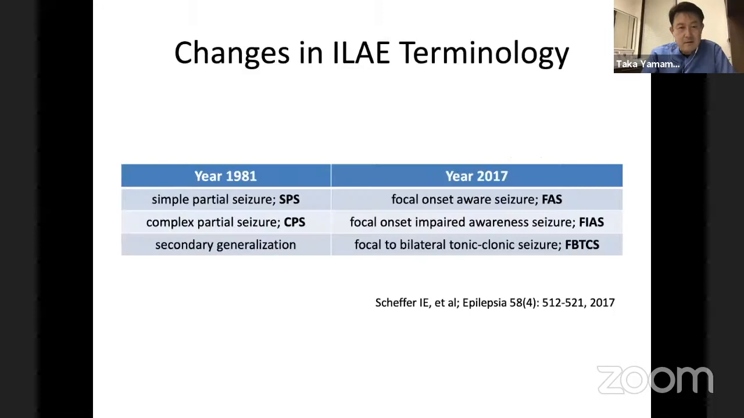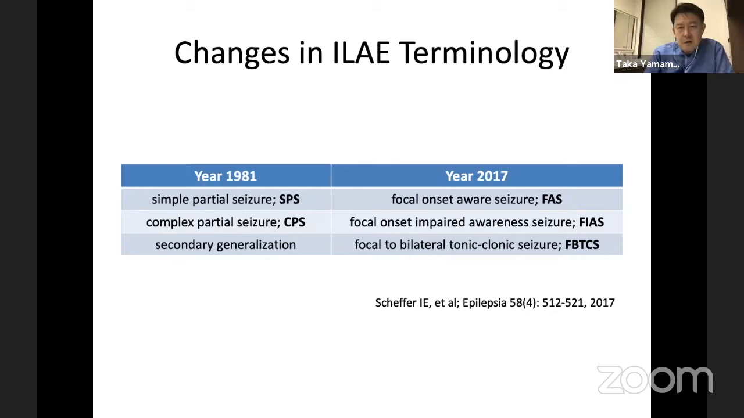And this is also an important thing, the changes in ILAE terminology. ILAE is the International League Against Epilepsy. It's the largest congress worldwide, and they sometimes determine new terminology, like this semiology. So in 1981, they determined the words simple partial seizure as SPS and complex partial seizure as CPS. So we are very accustomed to using these words, but now it has changed to this: SPS changed to focal onset aware seizures, FAS, and CPS changed to focal onset impaired awareness seizures, FIAS, and then secondary generalization changed to focal to bilateral tonic-clonic seizures, FBTCS.